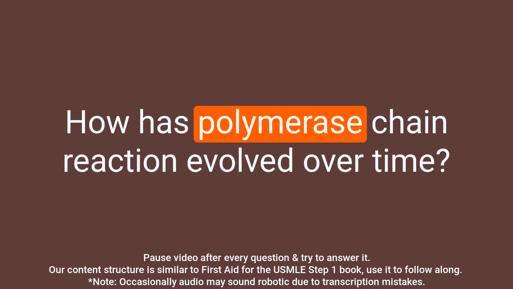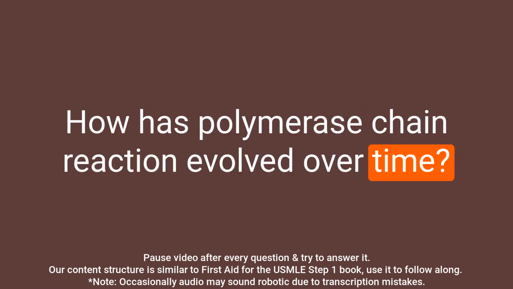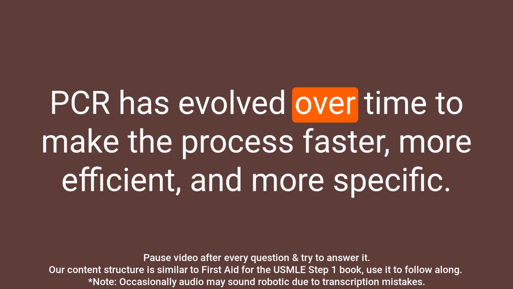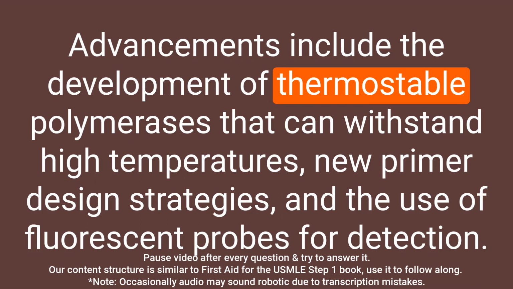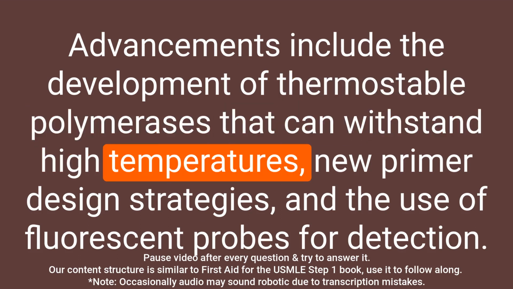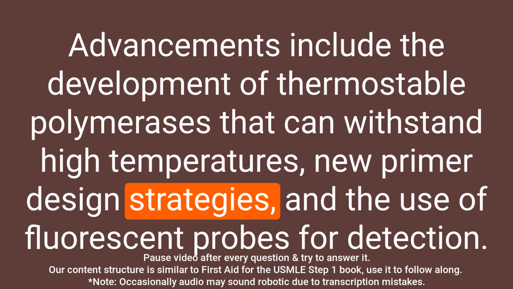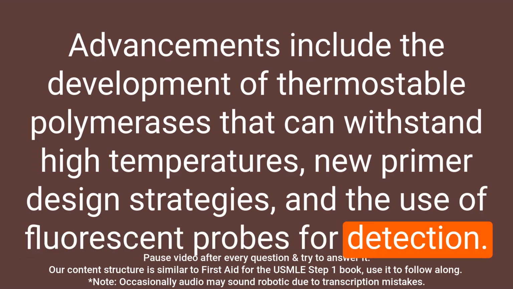Question: how has polymerase chain reaction evolved over time? Answer: PCR has evolved over time to make the process faster, more efficient, and more specific. Advancements include the development of thermostable polymerases that can withstand high temperatures, new primer design strategies, and the use of fluorescent probes for detection.